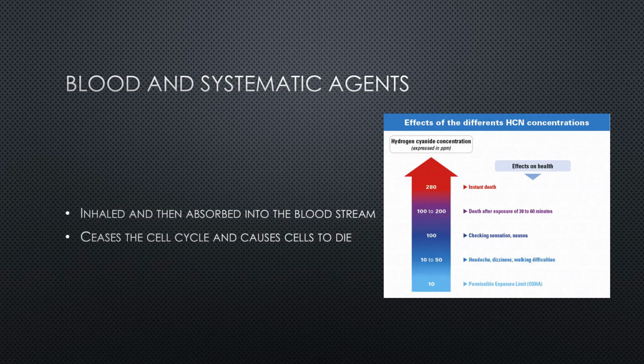Next, I will be going over the effects of blood agents on the human body. In this example, I will be using hydrogen cyanide. Hydrogen cyanide can be inhaled and then absorbed into the bloodstream. Once absorbed into the bloodstream, it will stop the cell cycle and cause cells to die throughout the body depending on how severe the exposure is. This will cause our internal organs to start to shut down and later cause death.